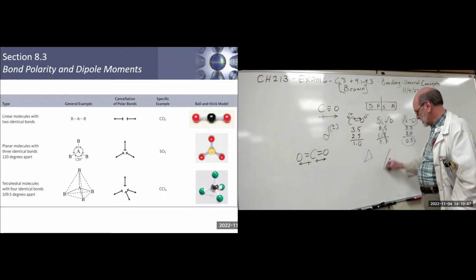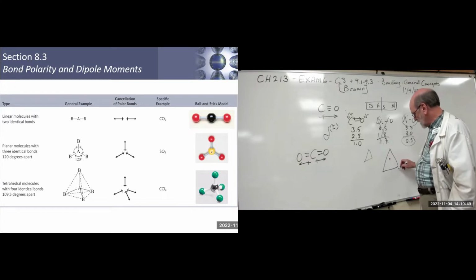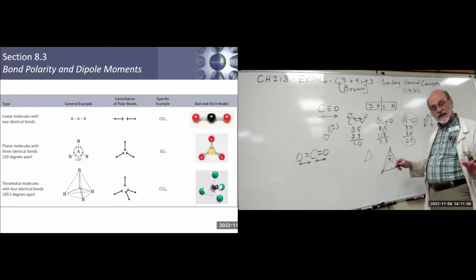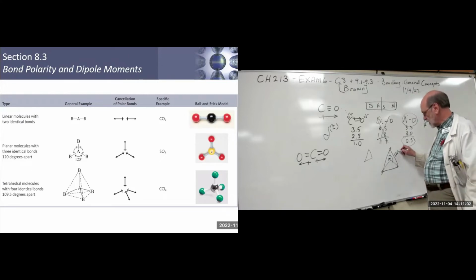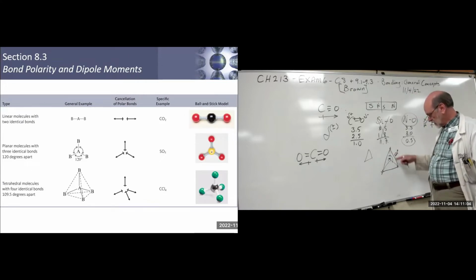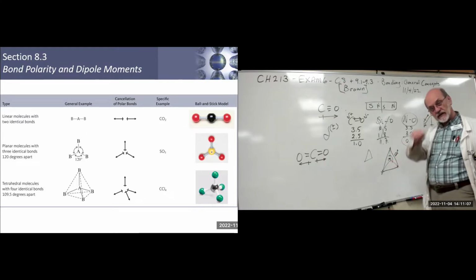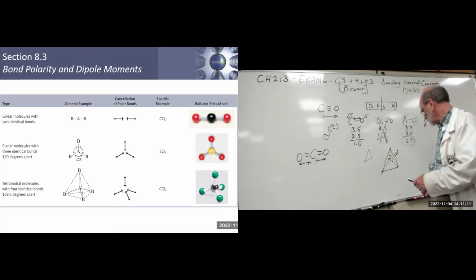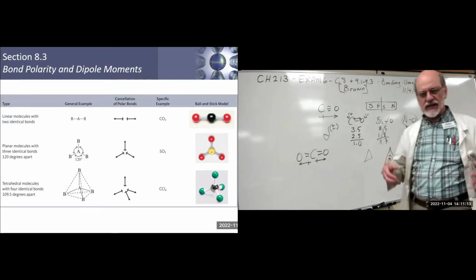Here, if this is an equilateral triangle, and you've got something here, here, and here, something in the middle, then the bonds are there, there, and there. So the bond angle is right here. And they're all equal to 120 degrees, right? Because 120, 120, 120, all the way around is 360 degrees. That one's easy to understand.